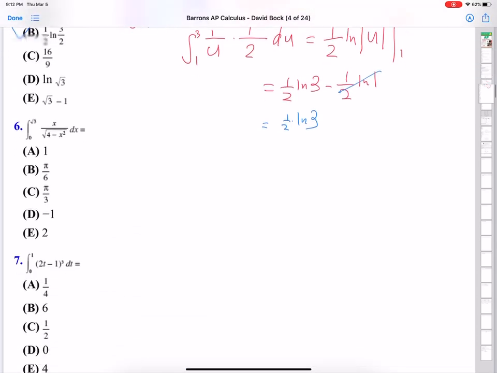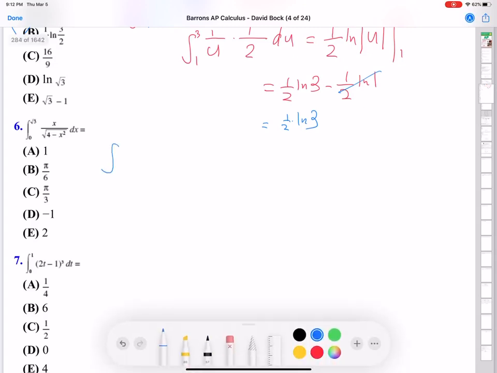Number 6. Integral from 0 to root 3 of x over square root of 4 minus x squared dx. This is not an arctangent or arcsine problem because there is an x, not a number. If it were a number over square root of 4 minus x squared dx, that is an arcsine problem. But this is a u substitution problem, because if you let 4 minus x squared be u, the derivative of u is negative 2x. So 1 over negative 2x du, right?